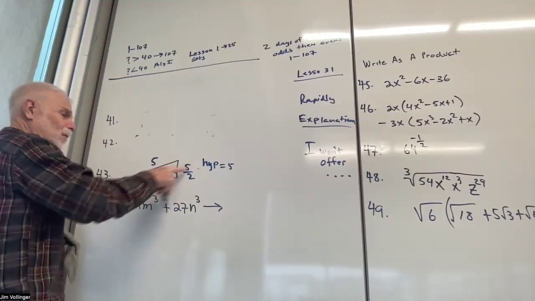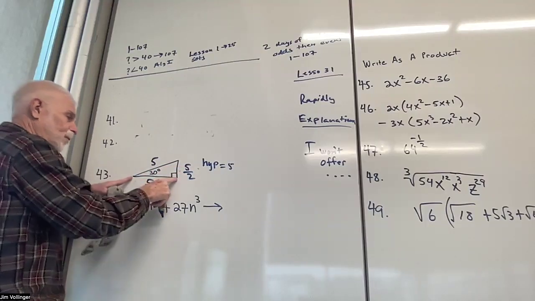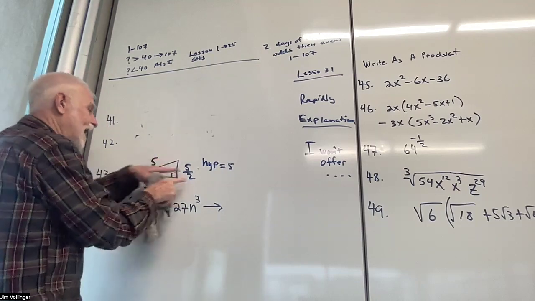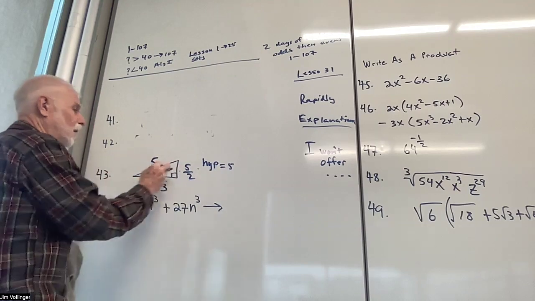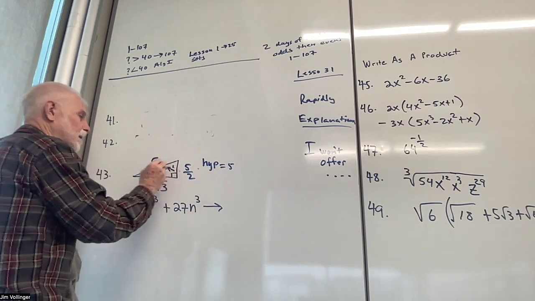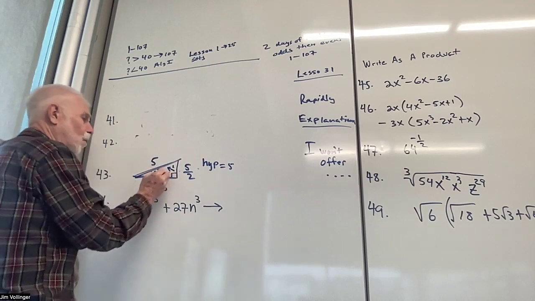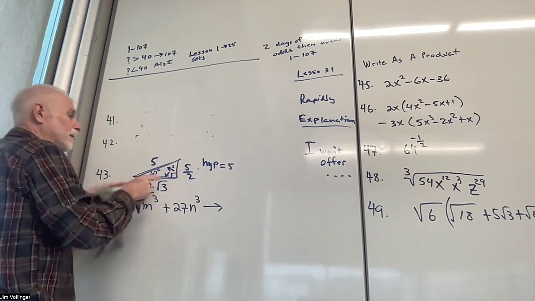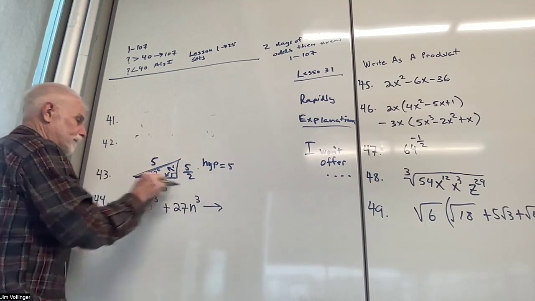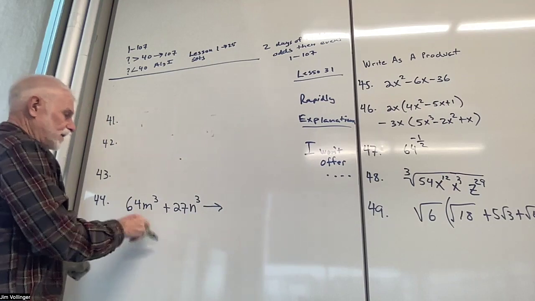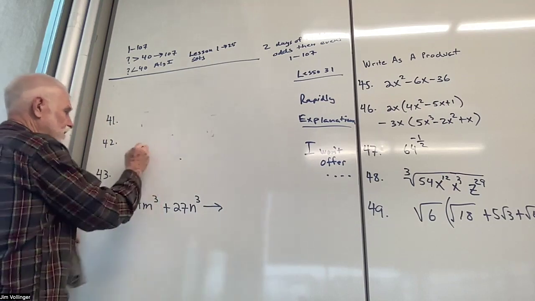Root 3 is 1.73 times bigger, roughly, than that. This is 1.73 times bigger than that. And this is half of that. So multiply by 2, and you get the hypotenuse, which is the longest. Multiply by 1.73, you get the middle length. Good for your SATs. All right, so I'm just going to write this using the cube roots.